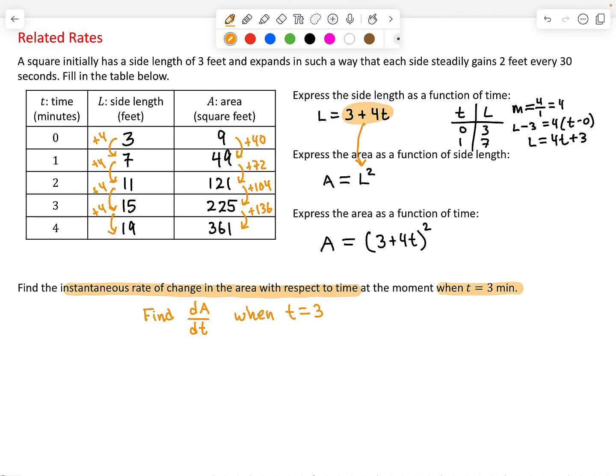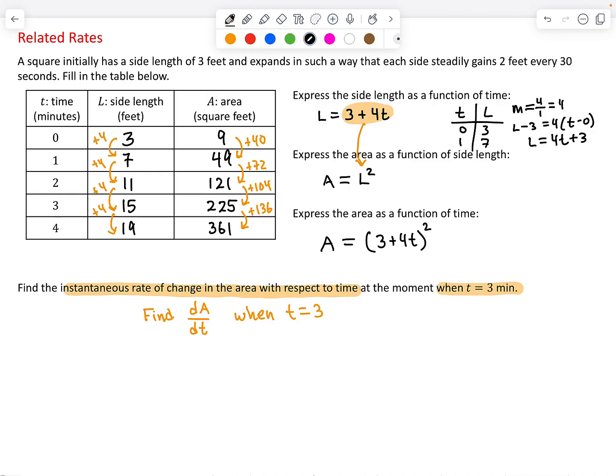Now keep in mind the area is not growing at a steady rate. It's accelerating in the same sense that a car would be accelerating if you push on the gas pedal. You would expect the speedometer to be increasing as you push the gas pedal. And this is just like asking, well, what's the speed precisely 3 minutes into the process?